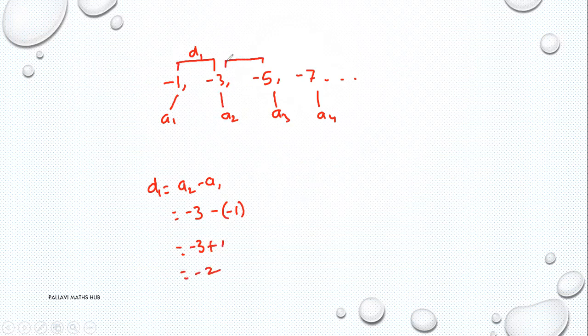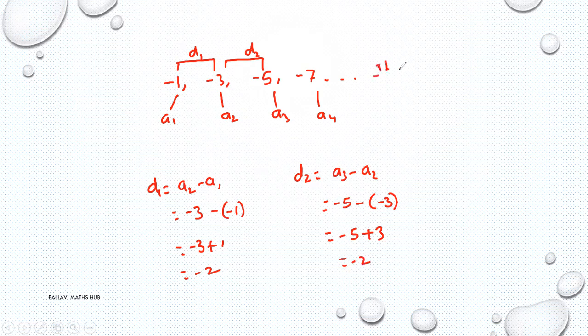Similarly, find D2. D2 is equal to A3 minus A2. A3 is minus 5, minus A2 is minus 3. Minus 5, minus into minus plus 3, which is equal to minus 2. The difference is the same, so it forms an AP. If the common difference is not the same, then it is not an AP.